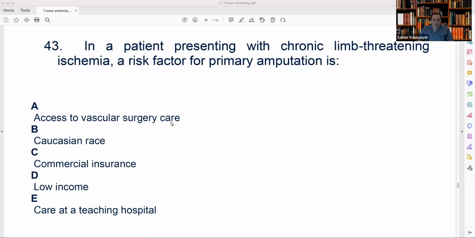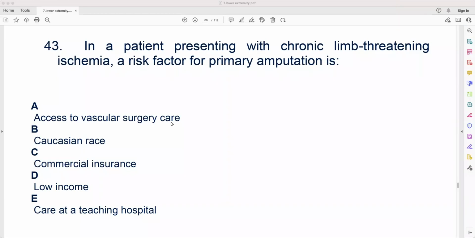Low income, I think this is a problem. If you have low income, no insurance, homeless, unfortunately, it's a bad reality, but it is, especially in a state, higher chance you may end with amputation. Teaching hospitals, of course, they are more science-based, so you always get the best care. So if you were to choose, you choose D, but I think it's not a good question anyway.